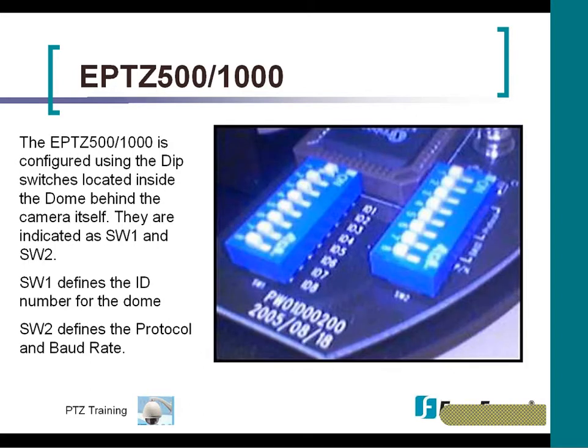Okay, next we have the EPTZ 500 and 1000. The dip switches are located on the inside of the dome behind the camera itself. SW1 defines the ID of the dome, and SW2 defines the protocol and the baud rate.